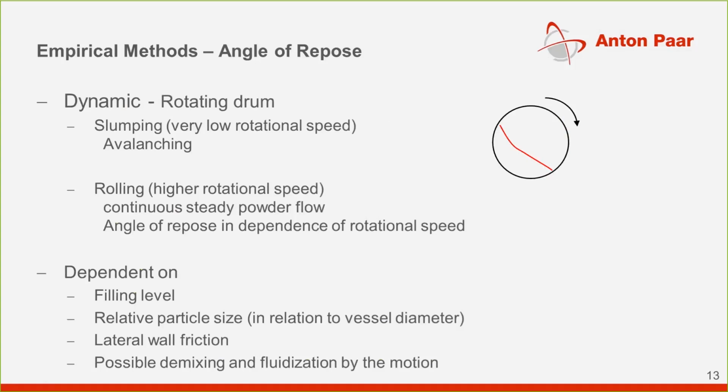This can, for example, be done so that the angle before and after the avalanche is compared, and the angle before the avalanche quite well corresponds to the static angle of repose that we were seeing before, where we just pour it out of a funnel, and is quite closely related to the sliding angle. If the rotational speed is increased, there will be a continuous powder flow, relatively steady, depending on the sample, of course.